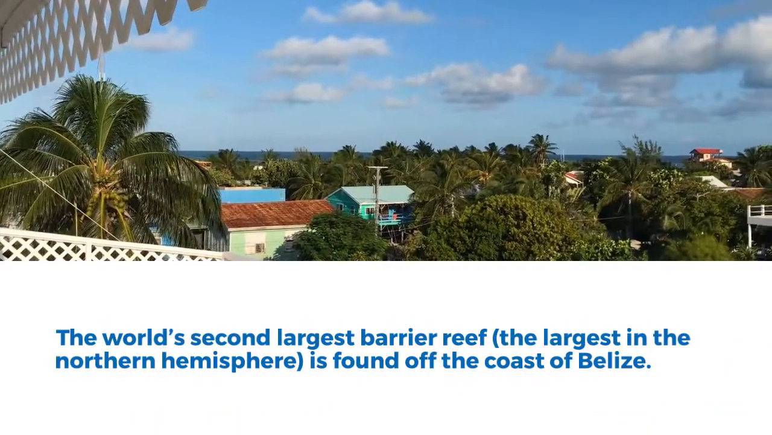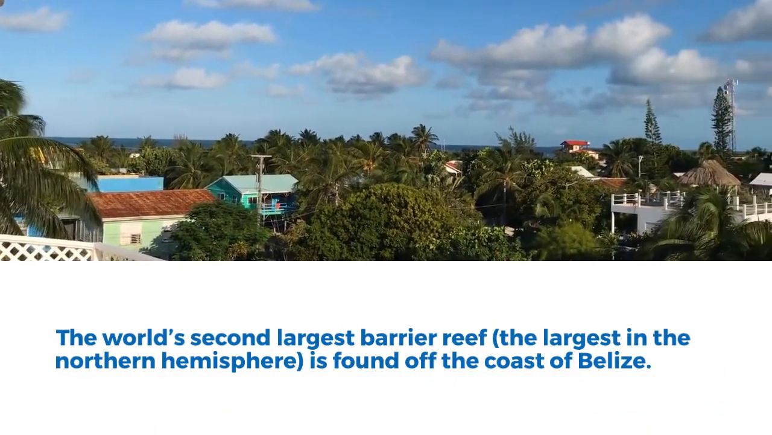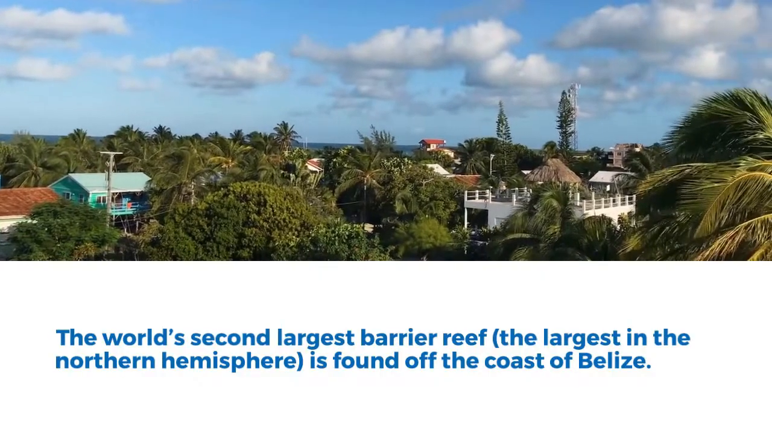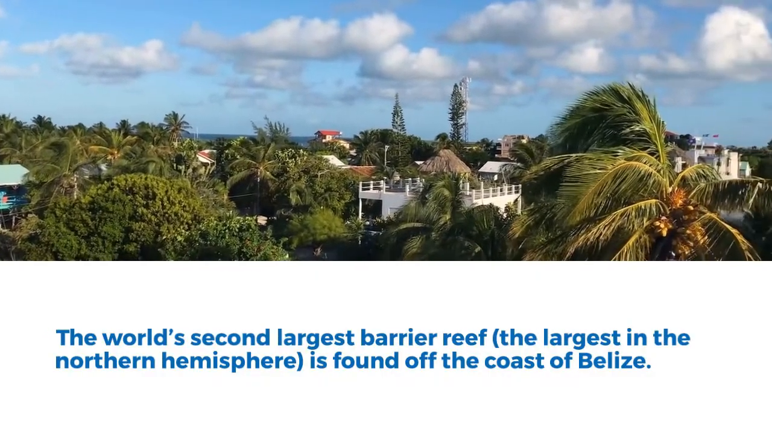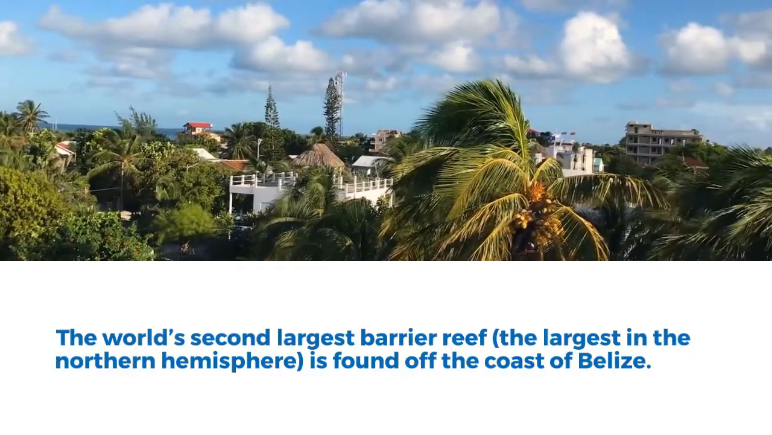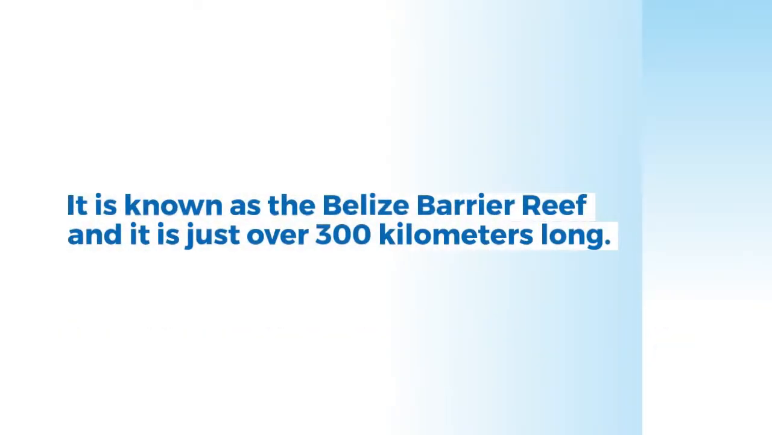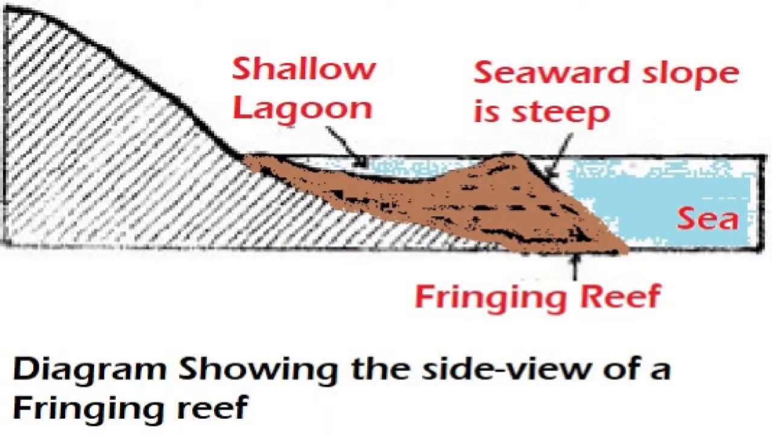But did you know that the second largest barrier reef is found in the Caribbean? Yes, it is found off the coast of Belize, and it is known as the Belize Barrier Reef, and it's just about 300 kilometers long. So, two types of reefs so far, fringing and the barrier reef.